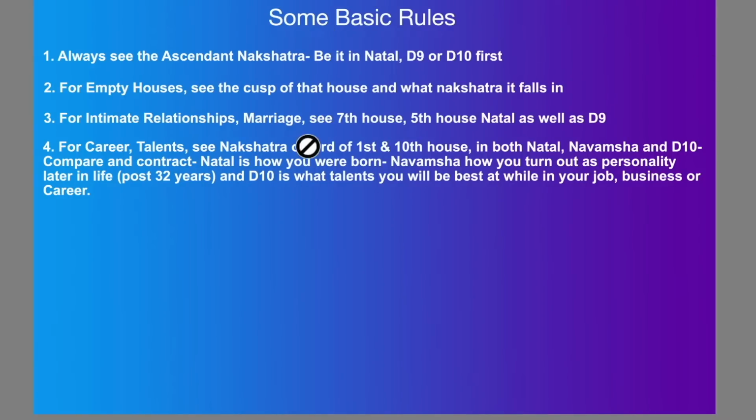To begin with, you can start with these 4 basic sets of rules. How do I start? If I have my Vedic astrology chart in front of me, the natal, the Navamsha, the D10, how do I start? Always first see the ascendant nakshatra, be it natal, D9 or D10. That's the first starting point. For empty houses, if your 10th house is empty or your first house is empty, see the cusp of that house and what nakshatra that falls in. That would also be a good start because we are seeing it from a nakshatra point of view here.